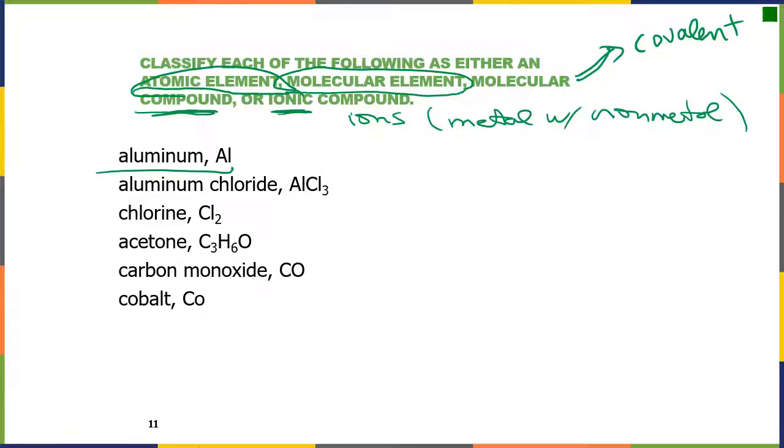Aluminum, one substance, therefore it's an element. Aluminum chloride, well, aluminum is a metal, chloride is a nonmetal, so this is going to be ionic. Cl2, well, Cl2 is one element, one substance, but there is more than one atom of it. Therefore, this is a molecular element.